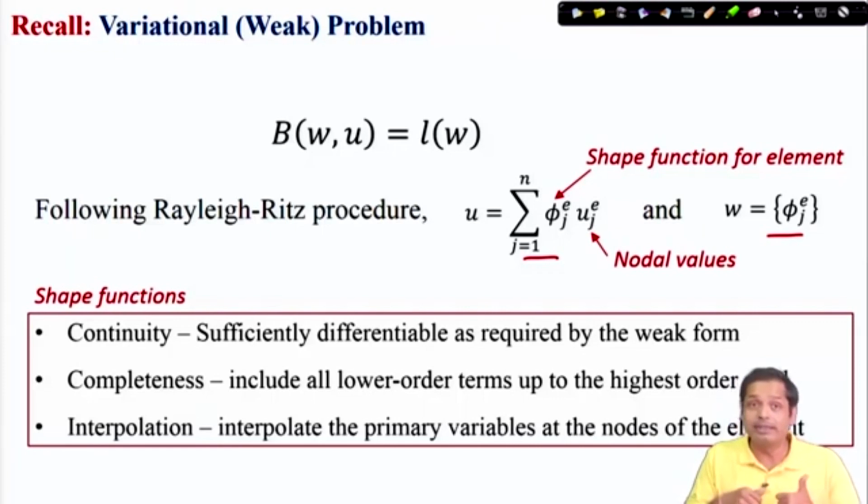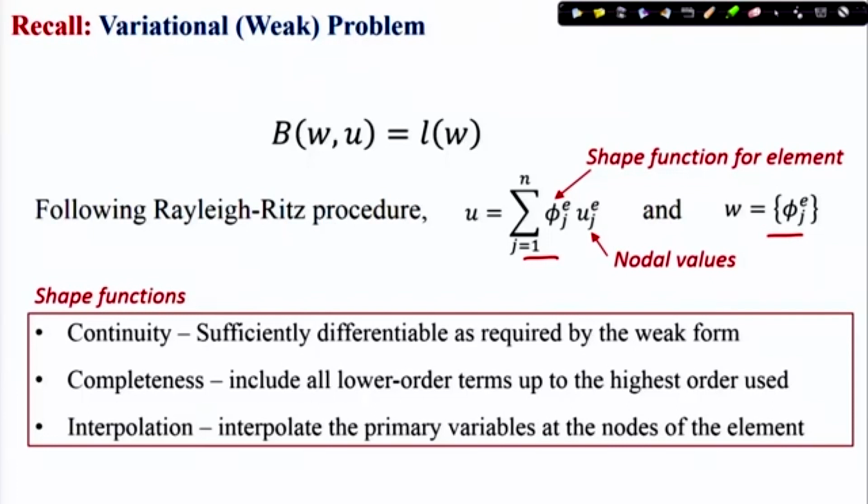The first criterion is continuity, meaning it should be sufficiently differentiable as required by the weak form. Completeness: it includes all lower order terms up to the highest order used. Now we will have a separate, detailed discussion on continuity and completeness, and we will also see how continuity and completeness are important to get a convergent solution in the finite element method.